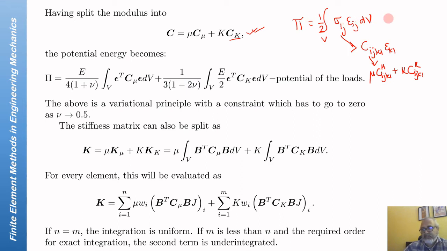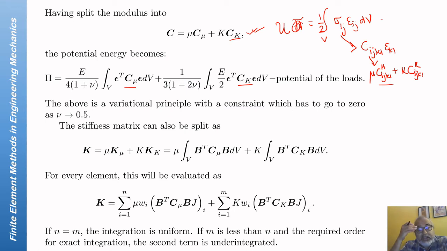So this is the strain energy. So the potential energy is the strain energy minus the potential of the loads. And now we have split the strain energy term into two parts, one containing Cijkl mu and the other containing Cijkl K. And when you do this, as nu tends to 0.5, this becomes infinity. So it becomes very, very difficult to minimize this quantity pi, and that is a kind of locking that happens.